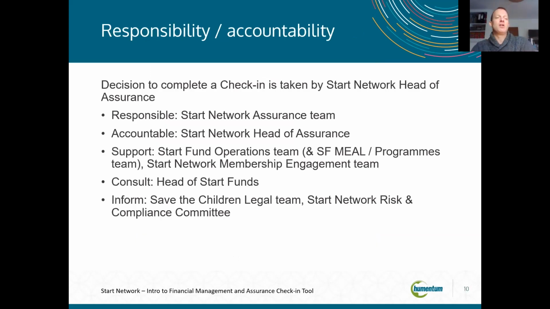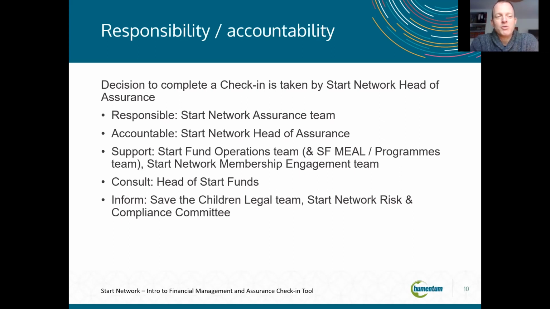So to be clear about whose responsibilities are within the check-in, the check-in tool is really a tool that's owned now by the Start Network assurance team. The Start Network head of assurance will make decisions around when to complete a check-in with a member, and is accountable for completing check-ins, and the Start Network assurance team is responsible for delivering those check-ins. But it's a real cross Start Network and Start Fund tool and process. There is support from the Start Fund operations team, for example, the monitoring and evaluation team and the programs team, and also support from the Start Network membership engagement team. And that would be consulting with the head of Start Funds if there was ever a check-in required.